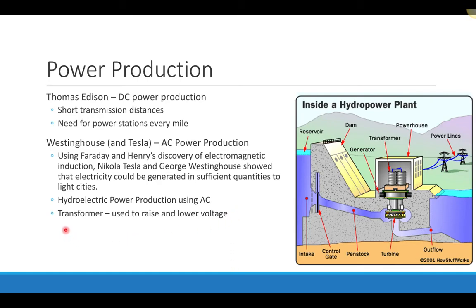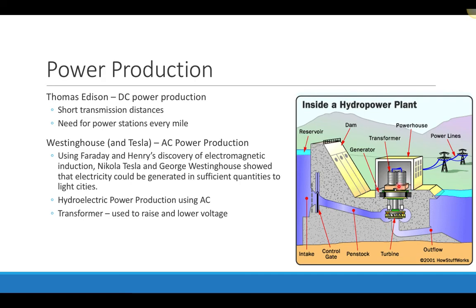The other thing that's really important about using AC is that we can use transformers, and we're going to talk about transformers. Transformers allow you to raise the voltage or lower the voltage at different locations along the transmission of the power. You can't do that with DC power. Essentially, once it leaves the power station, it is what it is, whatever that voltage is. And of course, as you get further down the line, you just lose some of that, versus the transformer, which can raise and lower the voltage.